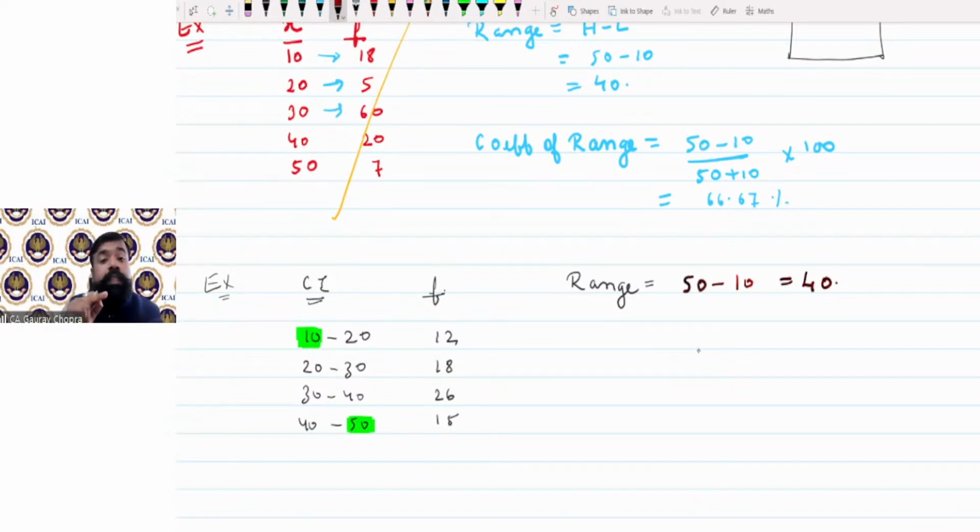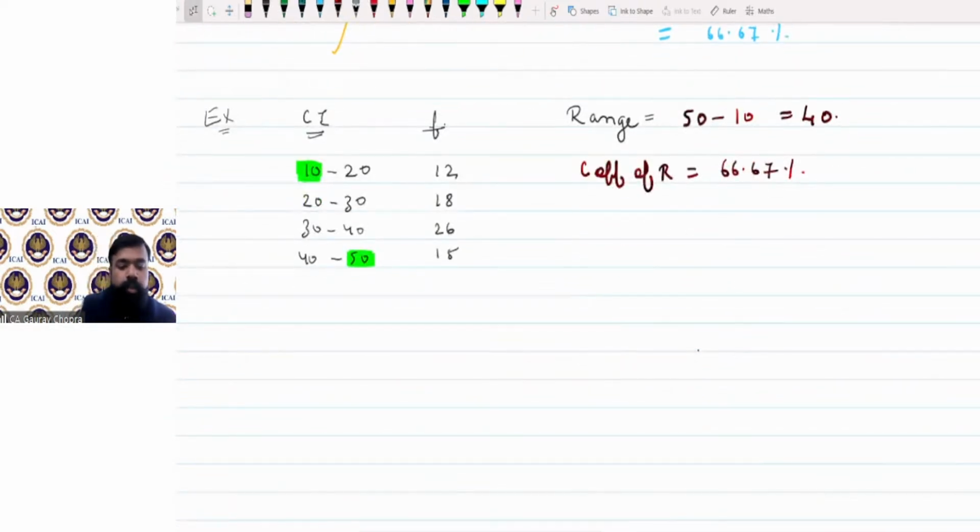So the answer will be the same as above, that is 40, and the coefficient of range will again be the same, that is 66.67%. Since the figures are the same, the answer will be the same. You are not supposed to calculate the mid value, or use the frequencies. Only the lower limit of the first class and the upper limit of the last class is required. Now let's take one more example based on inclusive series.